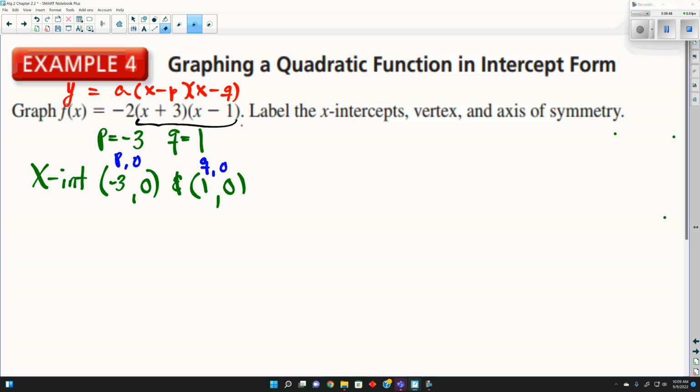If I have 2 things multiplied together that equal 0, what does it mean? One of those 2 things has to be 0, yes? So really what we're saying is if we want the x-intercept, we want these to equal 0. One of these has to be 0. So we're really saying that x plus 3 is 0. Solve. So the x-intercept is (-3, 0).